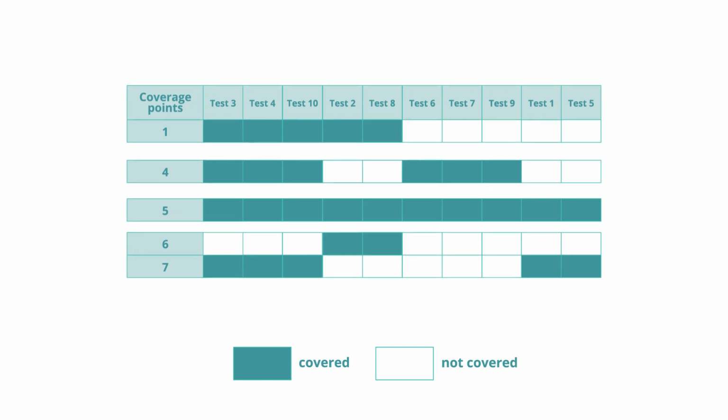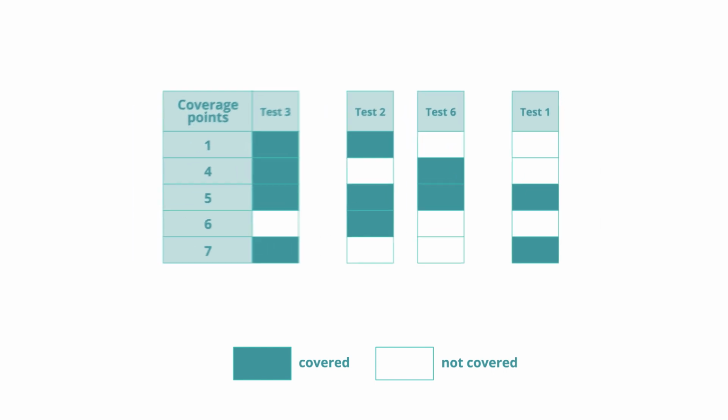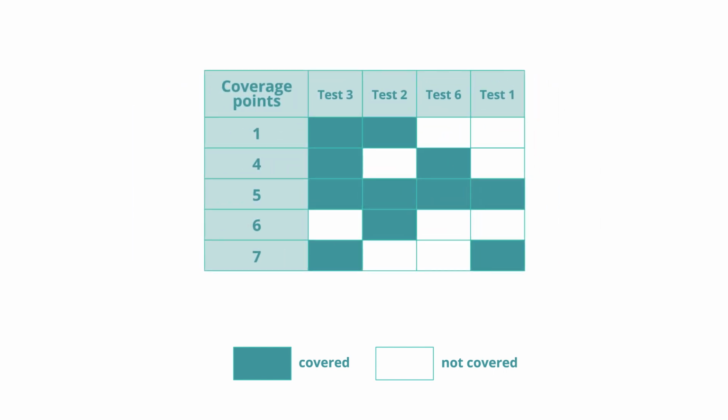We've now reduced the number of coverage points to be checked by test scripts, while preserving the level of test coverage of the system's functionality. Next, we can further optimize our test script subset along the vertical axis by getting rid of the test scripts with little value and only keeping the ones providing the widest test coverage.